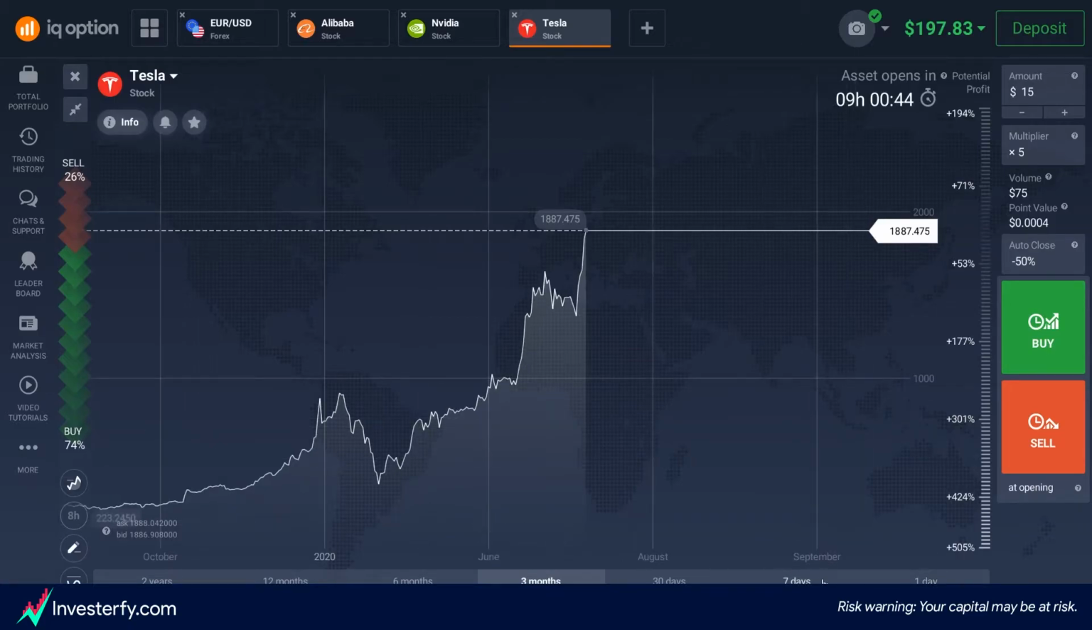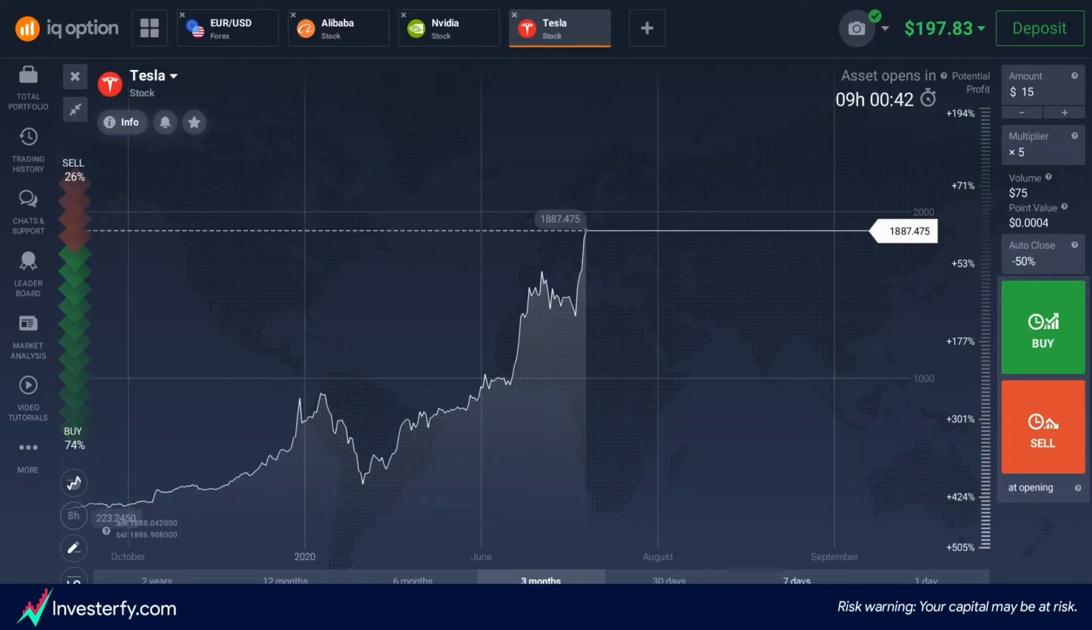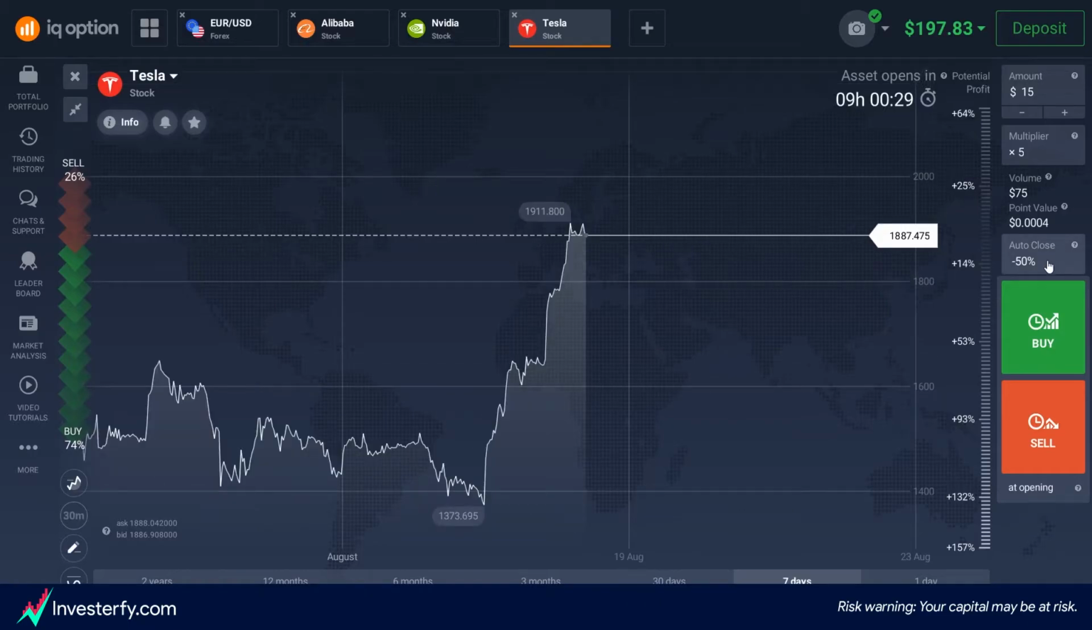To control your risk, you can use the auto close feature. Let me just zoom in a little bit here. This allows you to set what's known as a stop loss on almost any other platform, which automatically closes your position if it reaches that amount of loss. So if I put a 50% stop loss on a position here, then it will automatically close if it reaches that level of loss.